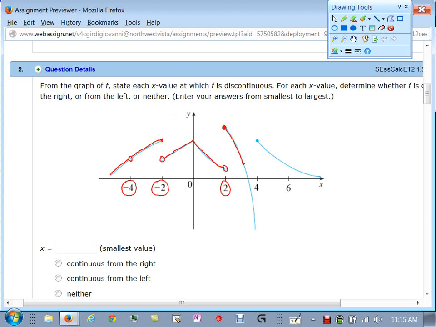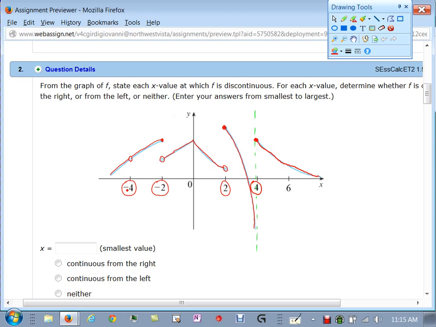And then I continue to draw, and this looks like it's going to go down forever. It's hard to tell because they don't really include the asymptote, but it looks like there's an asymptote there. In any event, there's a break in the graph. So I have a solid dot here, and it continues on, no problems. So I have another discontinuity at 4. So we have 4 places where we are discontinuous: -4, -2, +2, and +4.